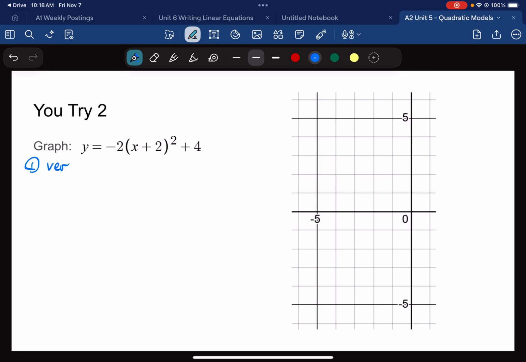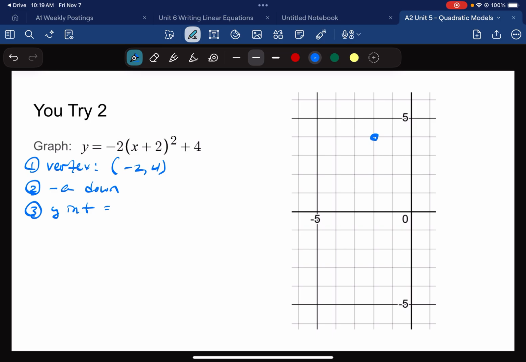So we got a vertex at negative 2, 4. Negative 2, 1, 2, 3, 4. And then I've got an a value that's negative. So this is going to open down. So it looks like it'll hit the x-axis. That's good. 3, let's find the y-intercept. And it doesn't matter what order you find these things. You could find the zeros now if you wanted the x-intercepts. It doesn't really matter. I'm just kind of following the pattern I had on the slide, the steps.